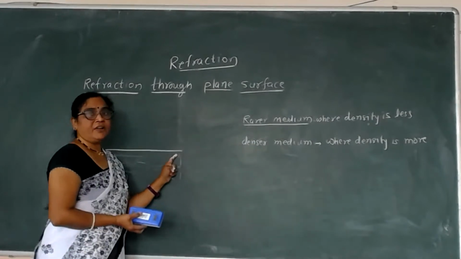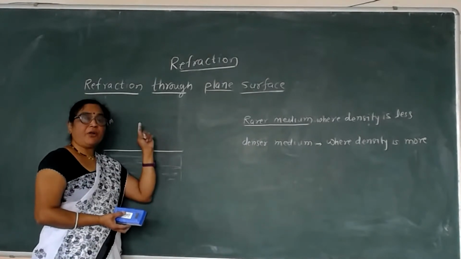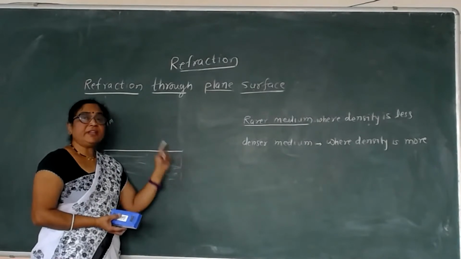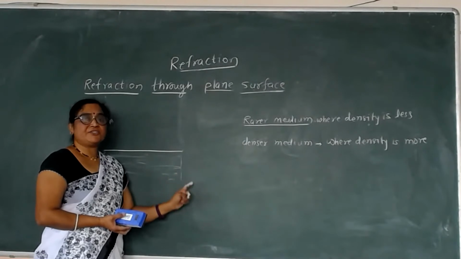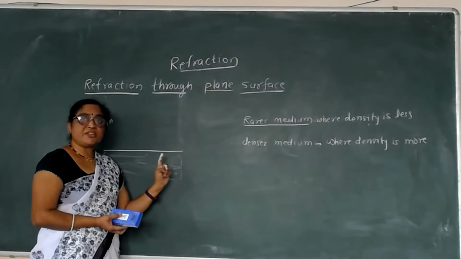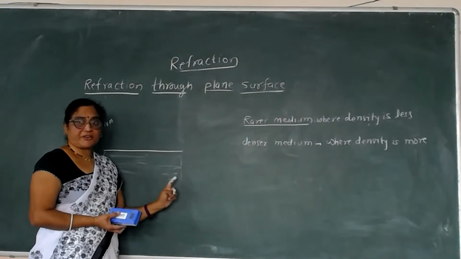So what happens when a ray of light propagates from one medium to another medium? When the ray of light passes from one medium to the other medium, it changes its direction, and that change in direction is known as refraction of light.